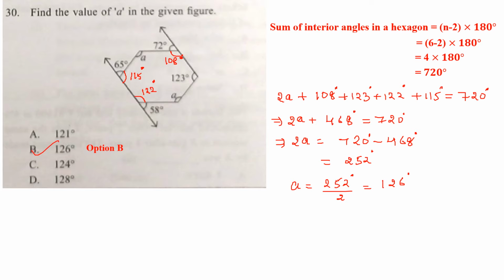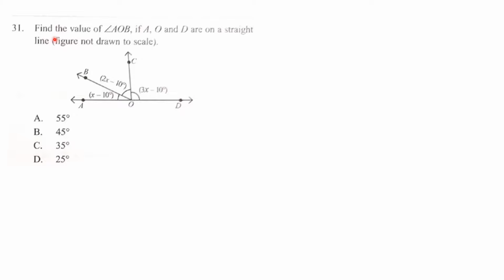Now moving to the next question. Question number 31, find the value of angle AOB if A, O and D are on a straight line. If it is a straight line, it means in a straight line the angle formed is 180 degrees. So angle AOB plus BOC plus COD, the sum of all the three angles is going to be 180 degrees. So we can write from here x minus 10 degrees plus 2x minus 10 degrees plus 3x minus 10 degrees. This is going to be equal to 180 degrees.